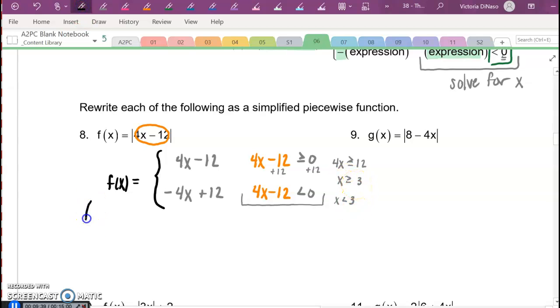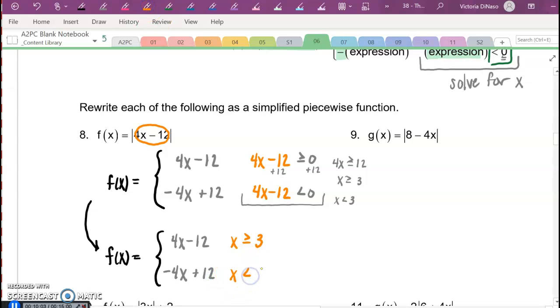So what we're going to do from here is we're going to rewrite this whole thing. So we have f of x equals bracket. On top, we have 4x minus 12. Next to it, you have to put x greater than or equal to 3. Then we go on to the next line. So we have negative 4x plus 12. Next to it, we have to put x less than 3. And this is your final answer. So I'm going to box this up.